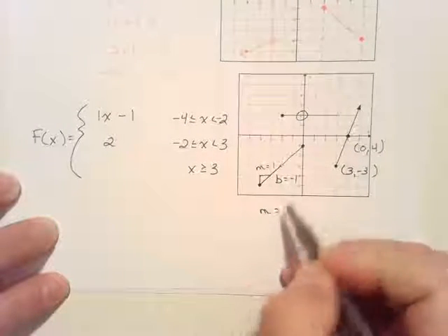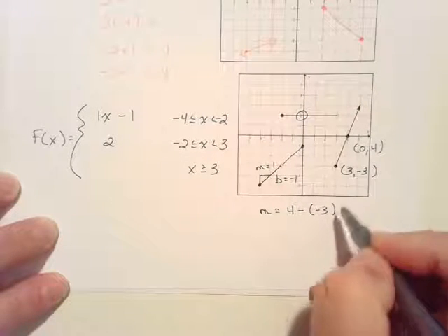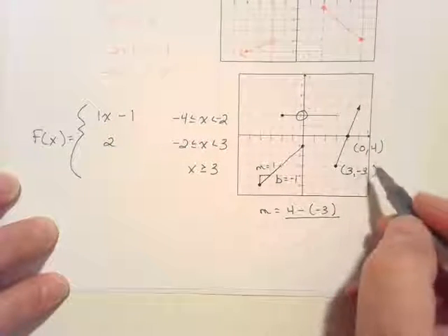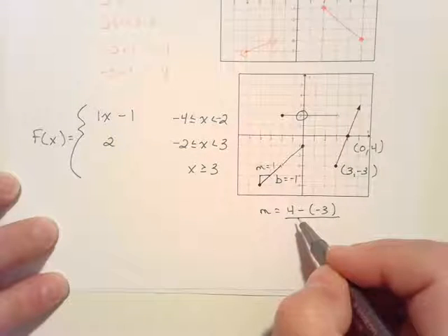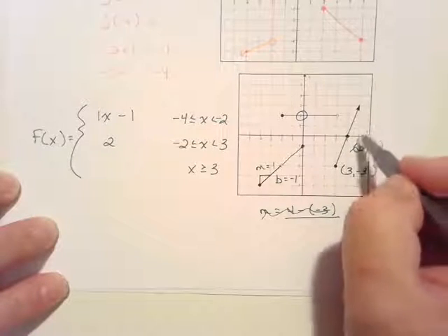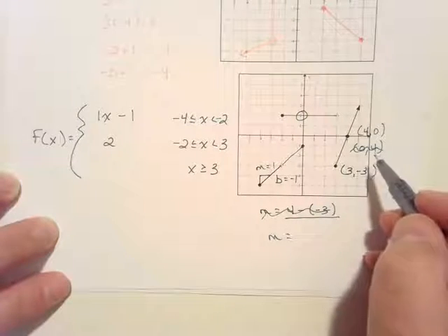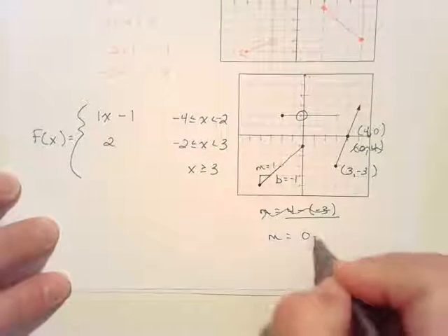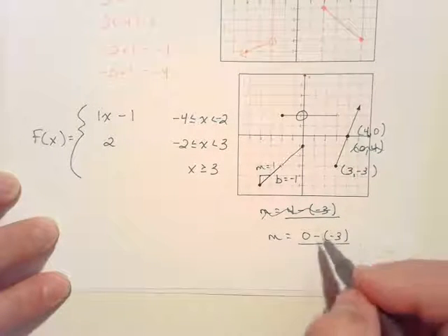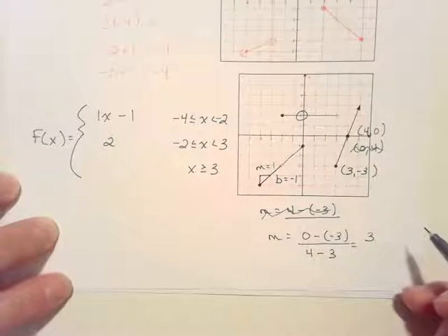So the slope would be 4 minus -3 all over, whoops, sorry, I knew I did something wrong here. This point is backwards. This should be 4, 0. All right, let's redo it. So the slope is 0 minus -3 over 4 minus 3, which would be 3 over 1, or just 3.